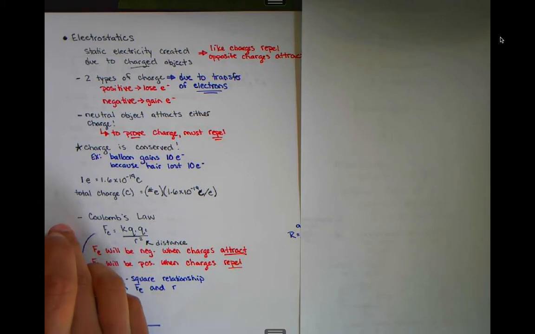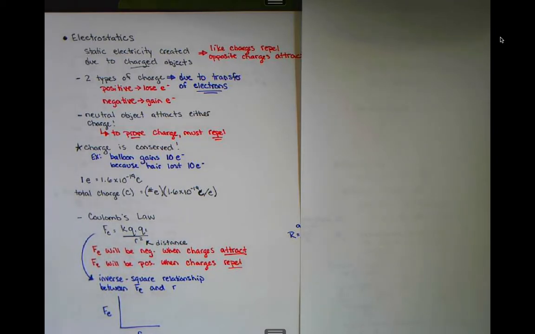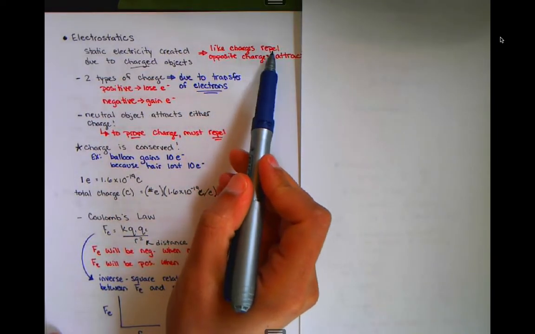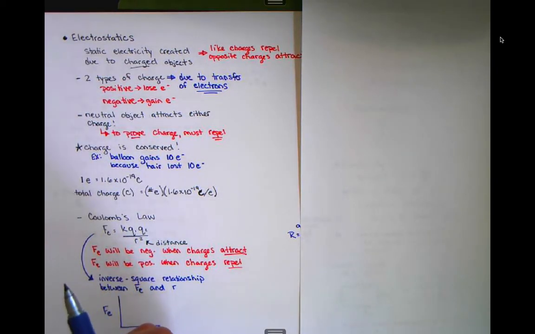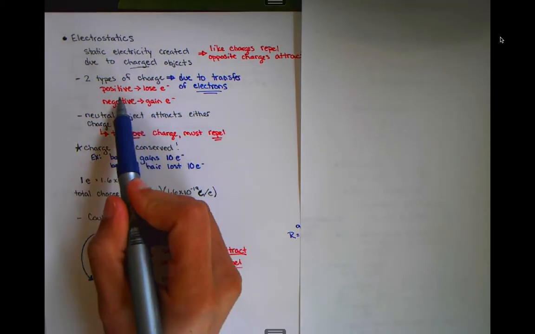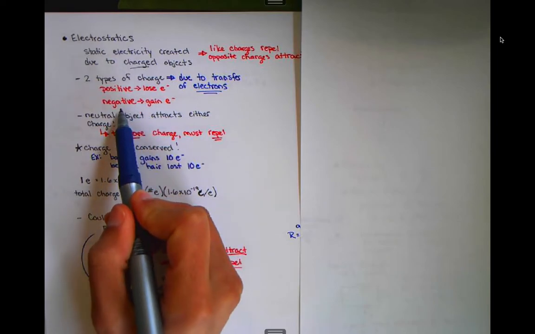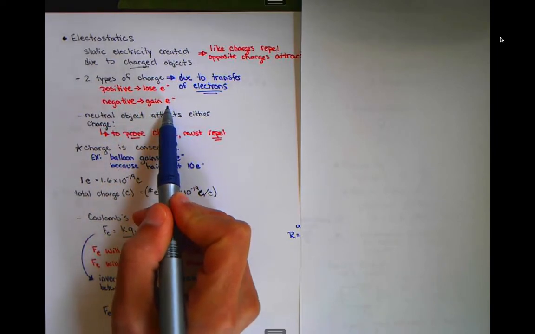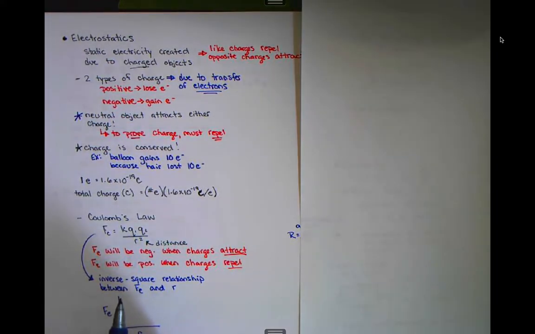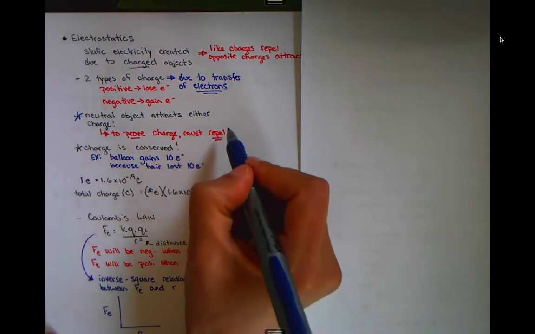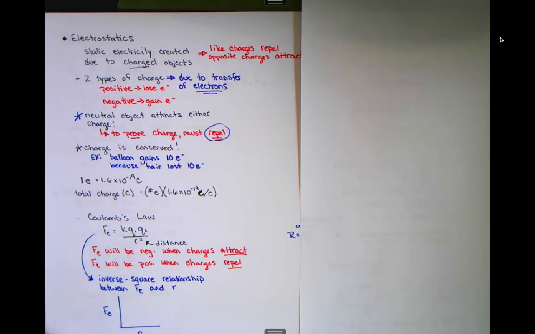Right? So electrostatics is static electricity. So we talked about how there are two charges, right? Positive and negative. And like charges will repel, opposite charges will attract. Remember that this positive and negative charge comes from a transfer of electrons. So if something is positive, that means it loses electrons. If something is negative, it's gaining electrons. Really important. The other thing that's really super important is that if something is neutral, it will attract to either charge. So to prove that something has a positive charge, it must repel from another positive charge. To prove something is negative, it must repel from something else that's negative.